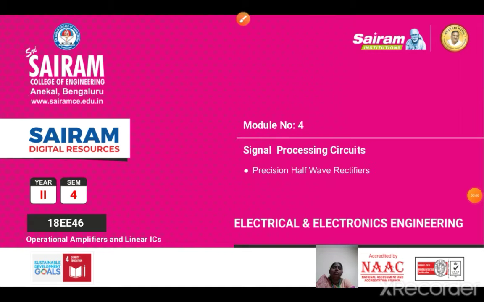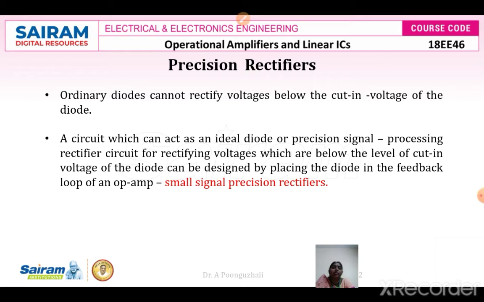Students, now we'll go for module 4. Your module 4 consists of two parts. One is your signal processing circuit and the other part is your A to D and D to A converters. Now we'll see about the signal processing circuits. Under signal processing circuits, we'll see your precision half-wave rectifier.